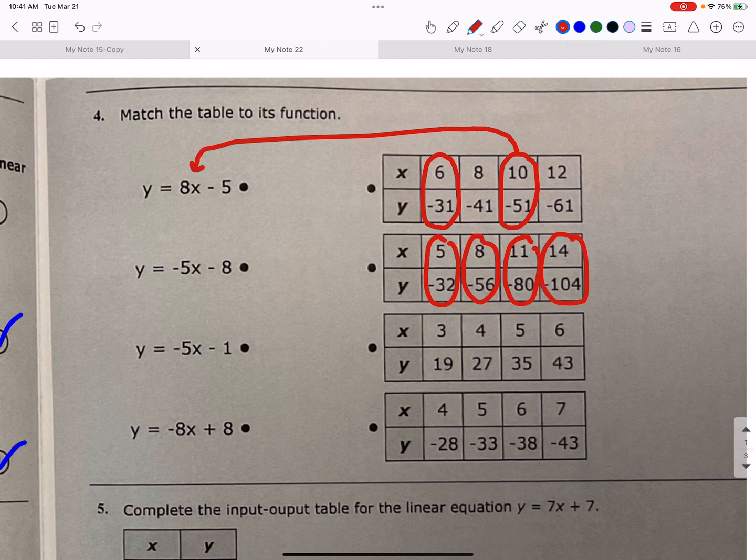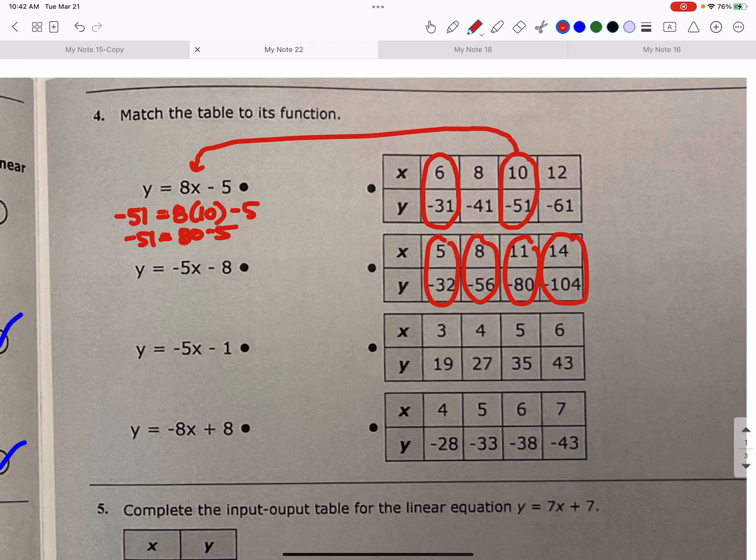Let's see. Does negative 51 for y equal 8 times 10 for the x minus 5? No, it does not. Negative 51 doesn't equal 80 minus 5. So nope, it is not that equation.